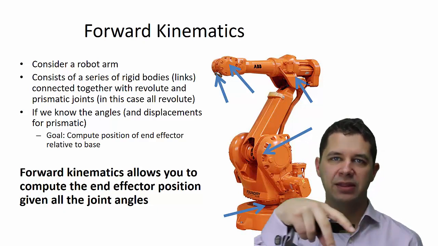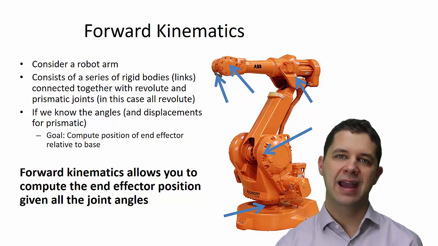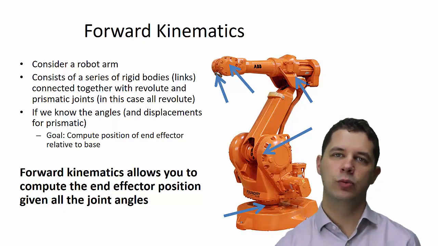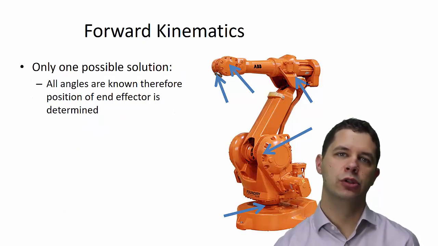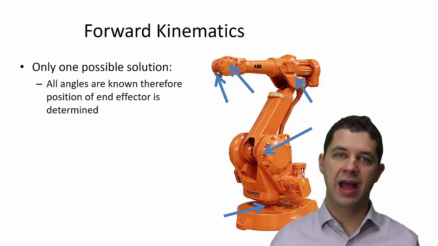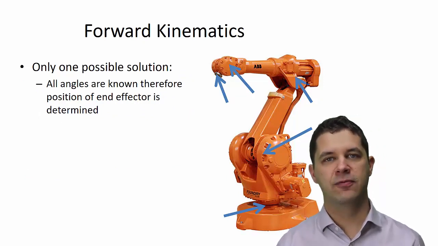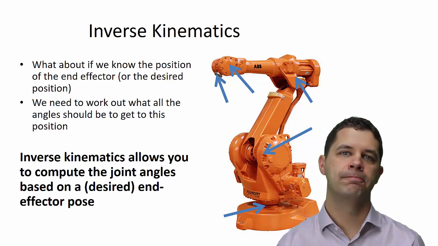And we can add them all up and create a DH sort of linkage between them all and work out what the position of the end effector will be given all those joints. And we only have one possible solution to this because we know what all our angles are, and therefore our end effector position as well is known.